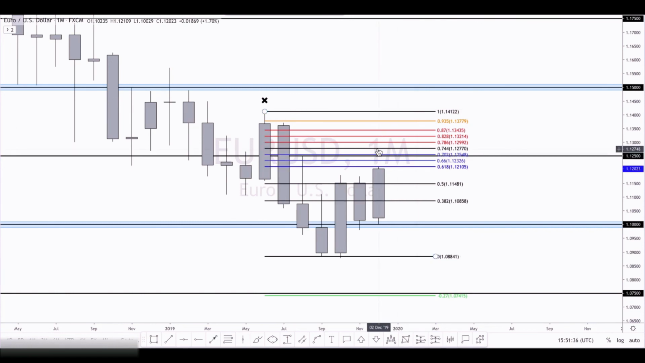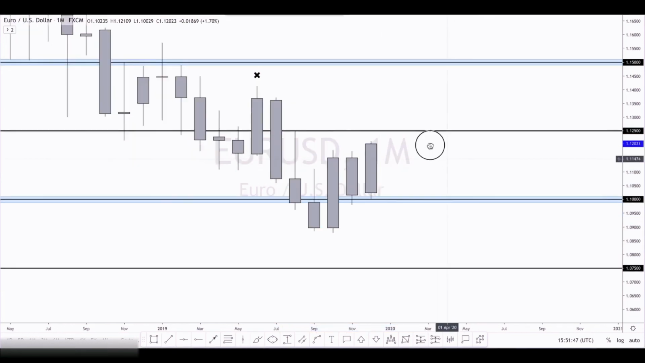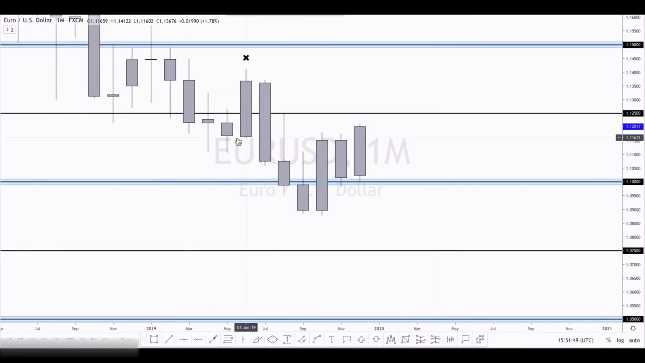So right now, I think euro dollar, until we get above 1.14, this is just a correction, and we should be looking at another leg down to 1.07500 if we do see the rejection and the continuation of the trend that we've seen happen before.